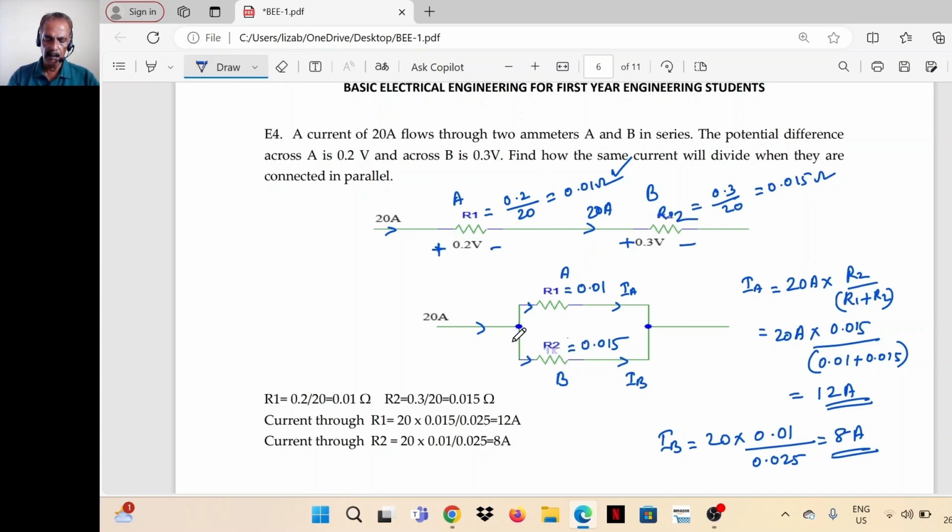Now when the ammeters are connected in parallel, a total current of 20 ampere is coming to the common point. We can find out the current through the ammeters by using the current division formula. IA is incoming current into opposite side resistance by sum of the resistances. IA is 20 into 0.015 divided by the sum, 0.01 plus 0.015. We'll get it as 12 ampere. Current through the other branch is total current minus current through the first branch, 20 minus 12, that is 8 ampere.